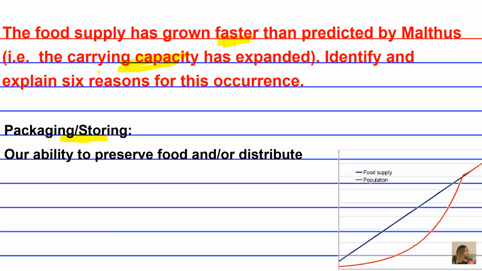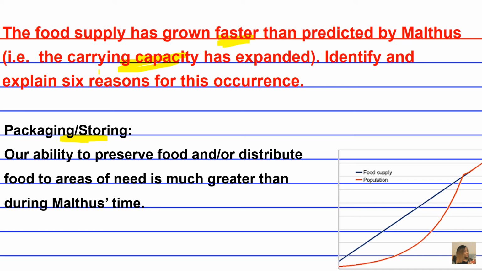All right, so our ability to preserve and or distribute food to areas of need is much greater than during the time of Malthus because of the advent of canning, smoking meats, just so many different things. We now have refrigerators, freezers, we can freeze things, we can airtight seal things. A lot of people don't even know that when you open up a can of Pepsi, there's argon over it, and this prevents the spoiling of the food. When I say retardation, I don't mean the stupidity of food. I mean the spoiling of it, okay?